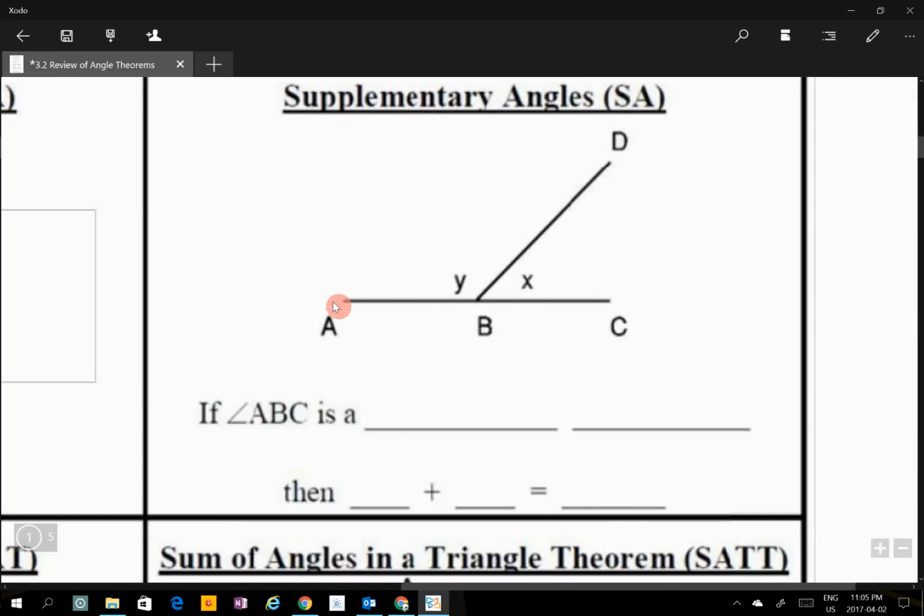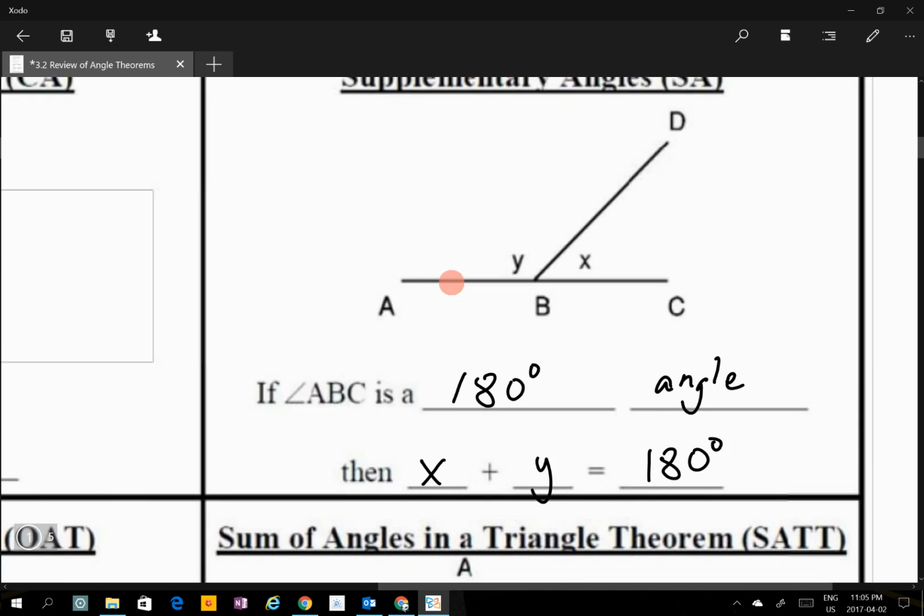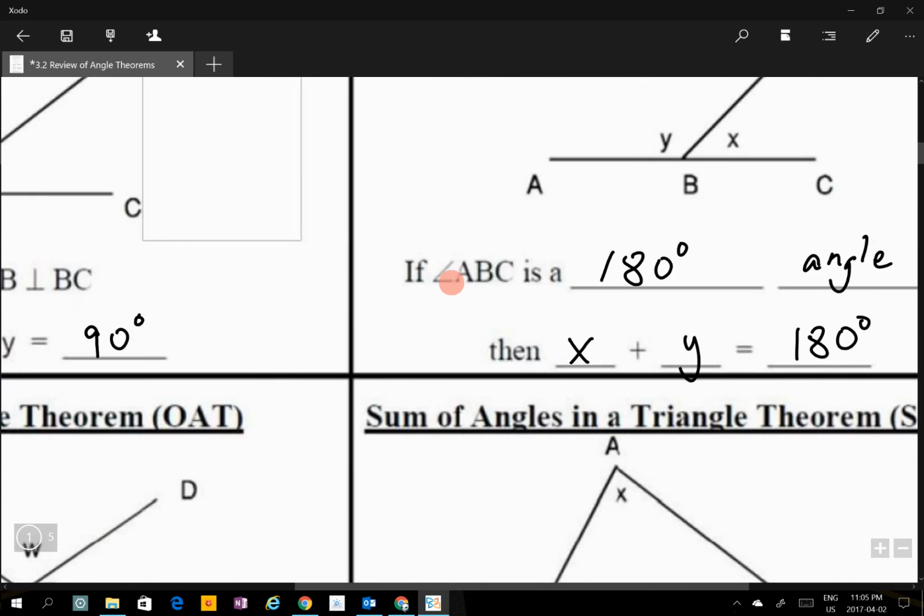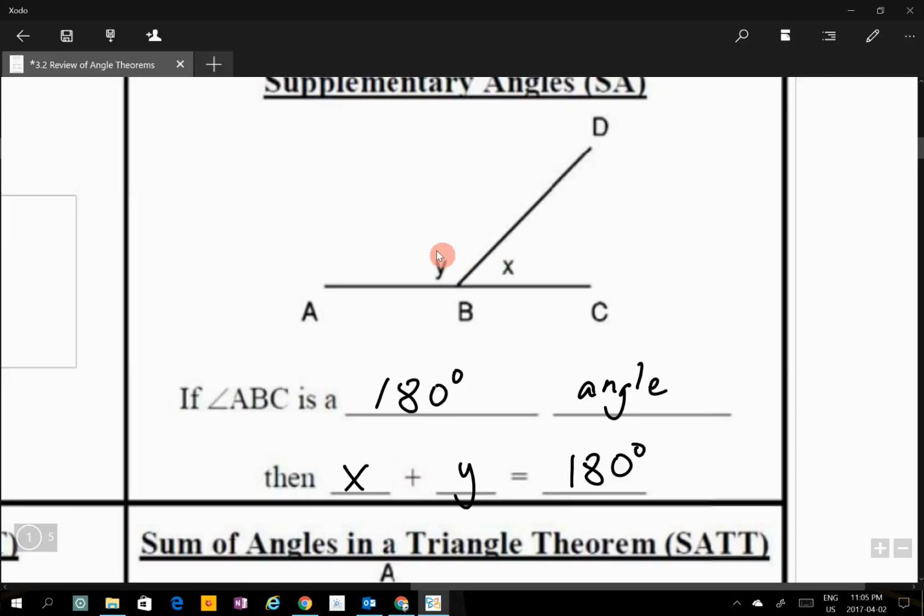Supplementary angles. So if you have angle ABC is a 180 degree angle, in other words, you see a straight line segment here, then the angles that you see here, X and Y, X plus Y, have to sum to 180 degrees. And X and Y are separated by this line segment BD. We call these supplementary angles. Y is supplementary to X, because it's just a relationship between 180 degrees, subtracting X to give me Y.